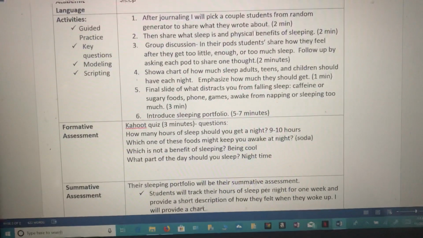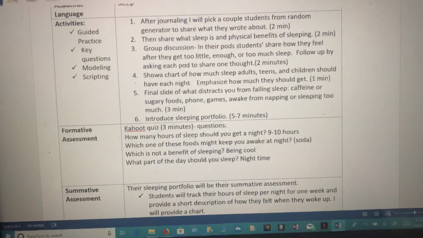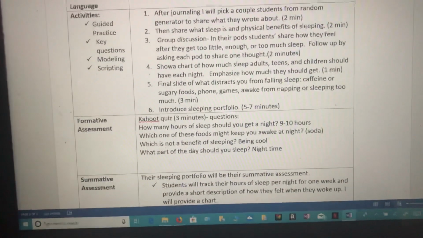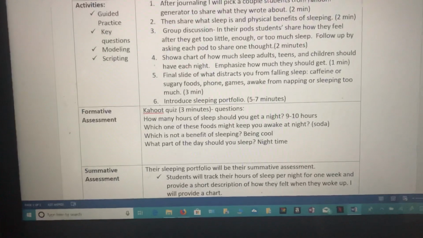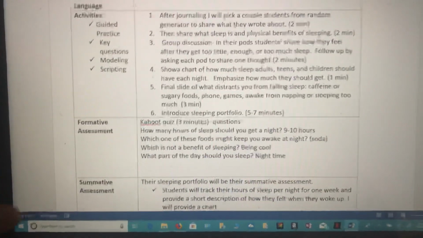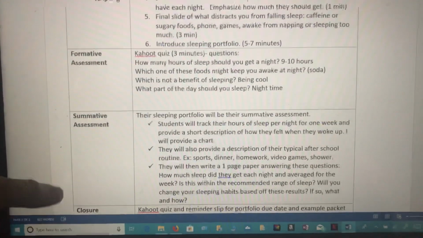Which of the following foods might keep you awake at night? Answer is soda. Which is not a benefit of sleeping? Being cool. That's just like a trick question. And what part of the day should you be sleeping? Nighttime. They should not be sleeping in the daytime. If not, there's a problem.